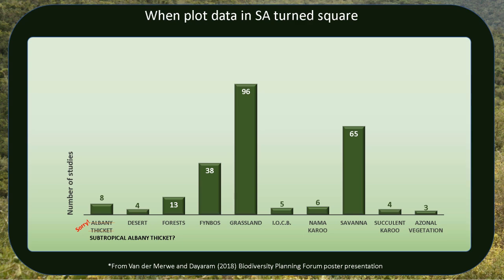is still there. If you know of studies that are in the Albany thicket that have plot data, and you are willing to share that so that it can be part of the National Vegetation Database, please contact us so that we can sign the necessary agreements and then include that in the National Vegetation Database for when it finally goes online.